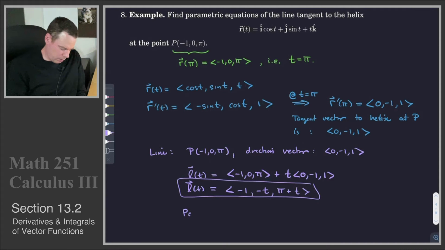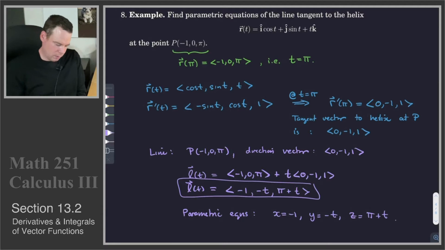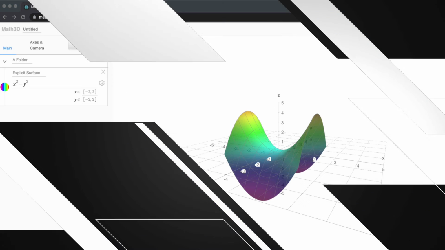If I wanted to write down parametric equations for the line, then I'll just pull off the individual components. x is equal to -1, y is equal to -t, and z is equal to pi plus t. And so there we go. Let's see that we actually got the right results in this case.